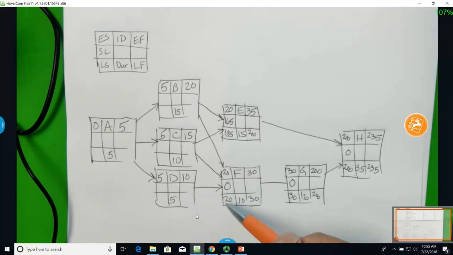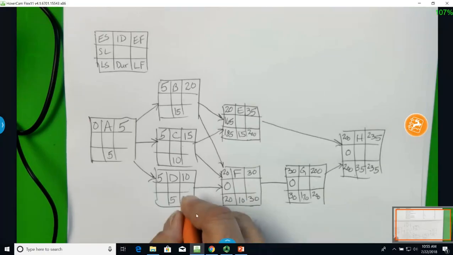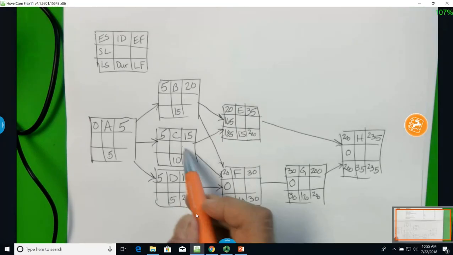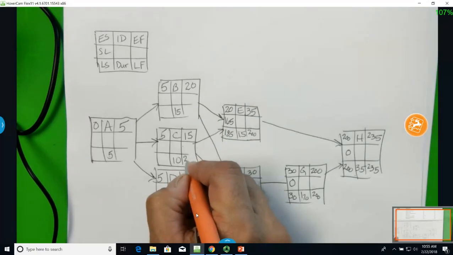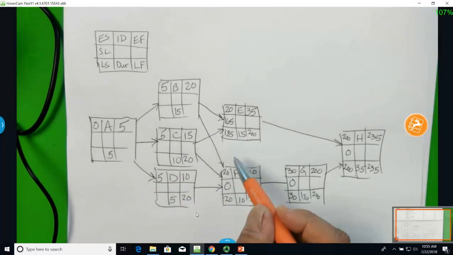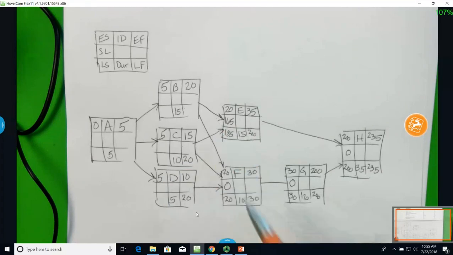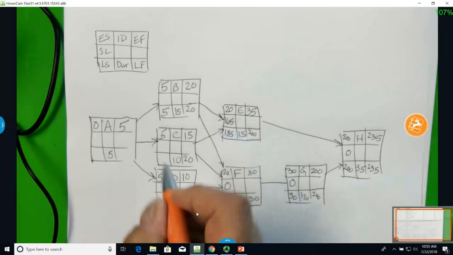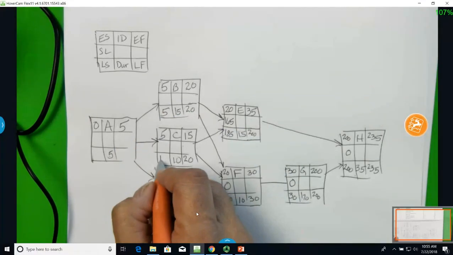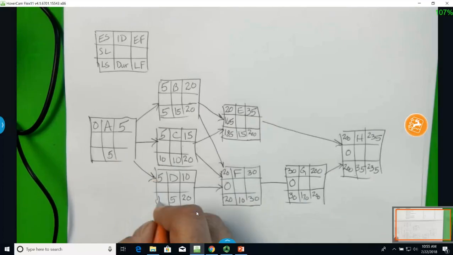Now I have to go backwards. So I look here. Let's look at D. D only comes from here, so D I can put 20. C comes from here and here, but I have to take the smaller value, 20. B comes from F and E, but I have to take the smaller value, so 20. 20 minus 15 is 5. 20 minus 10 is 10. 20 minus 5 is 15. So now I have 10 days of slack here.